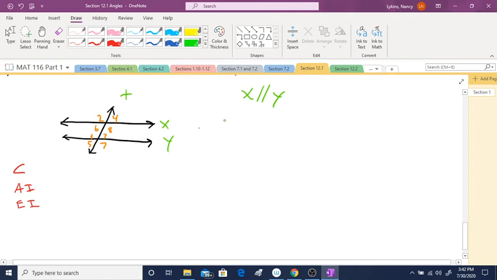So corresponding. I'm going to look at 2. What corresponds with 2? It's on the same side of the transversal. It would be 1. What about 6? 6 and 5. What about 4? 4 and 3. And finally, 8 and 7.